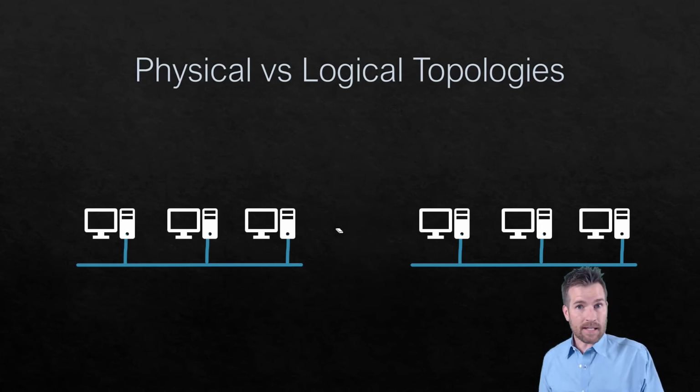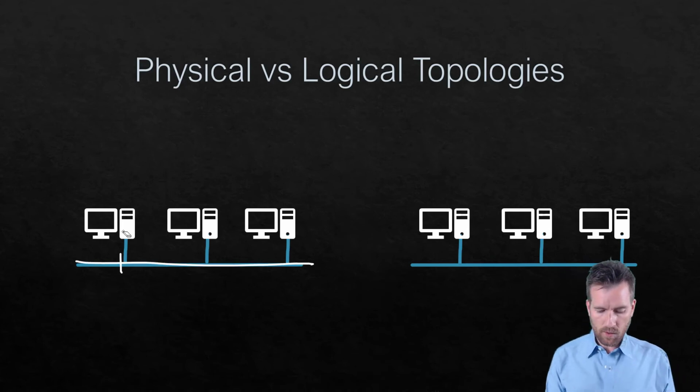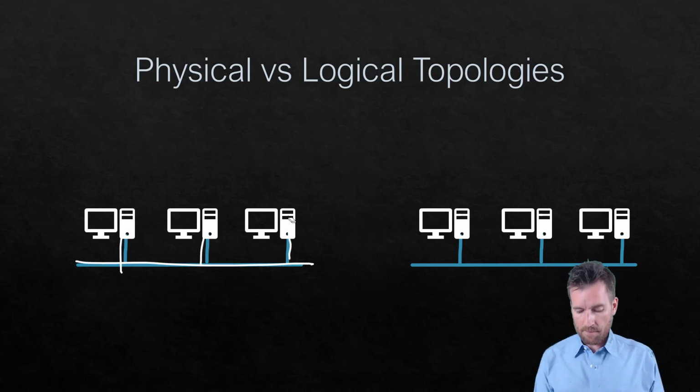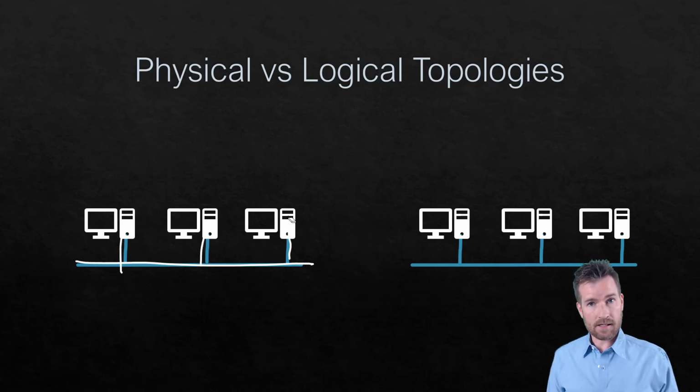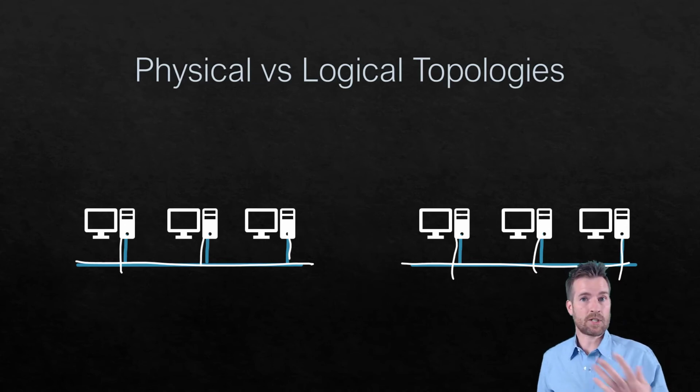Now, there are some technologies that are set up both physically and logically the same way. There are bus systems where all of the computers are set up on a single line, a single media, and the way they communicate is the same way, because it's going through a single media, they all have to share that line, and so it's set up both physically and logically as a bus.